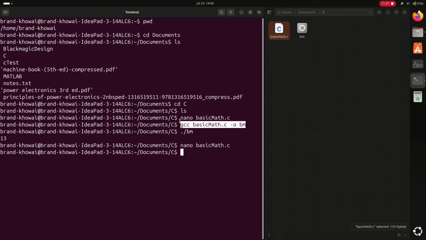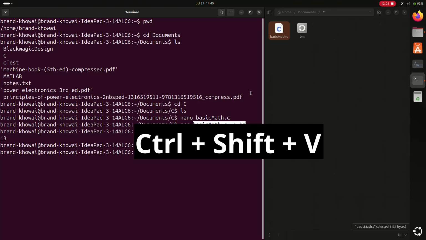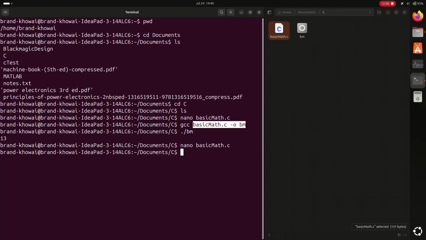Do you know how to copy any line of code or command inside the terminal? You cannot do it just by pressing Ctrl C. You have to press Ctrl Shift C to copy. See, select, then Ctrl Shift C, then Ctrl Shift V. It comes. I have selected basicmath.c -o bm. I haven't selected gcc, so gcc is not in the output of the copy and paste. Now I have to write the same.